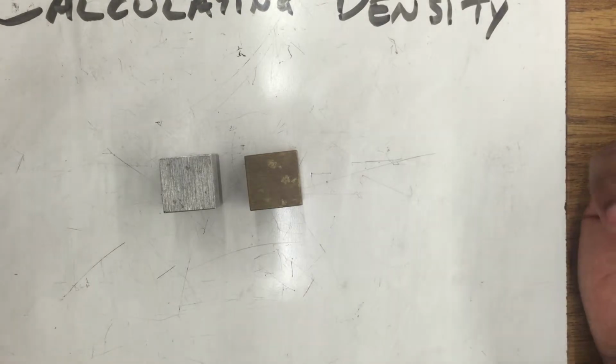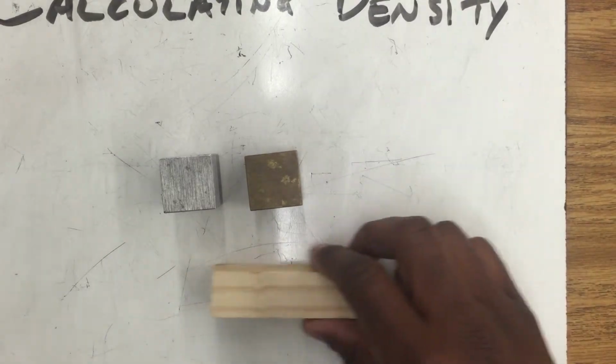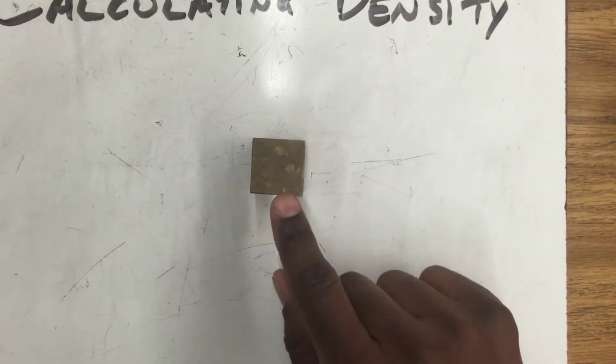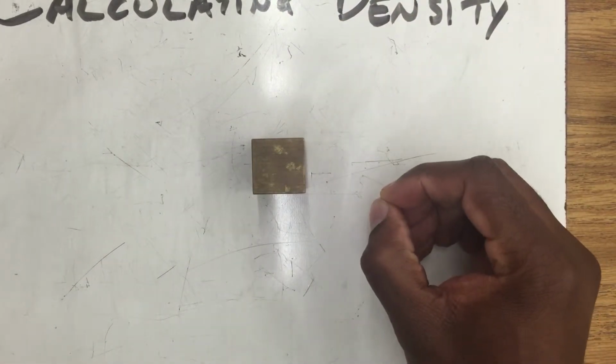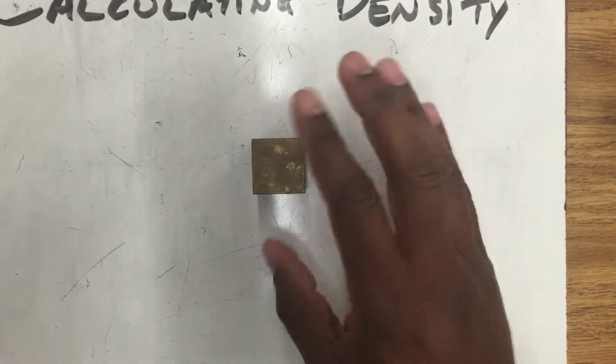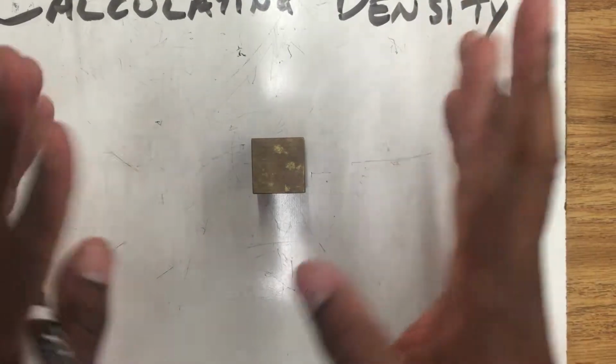Remember, we also have another block here. Each one of these is going to have a specific density. Even if this block right here was this small, or we took off a tiny little piece of it and we measured the density, it would be the same because it's made of the same material. So the size of the object, as long as it's made of the same material, doesn't affect the density.